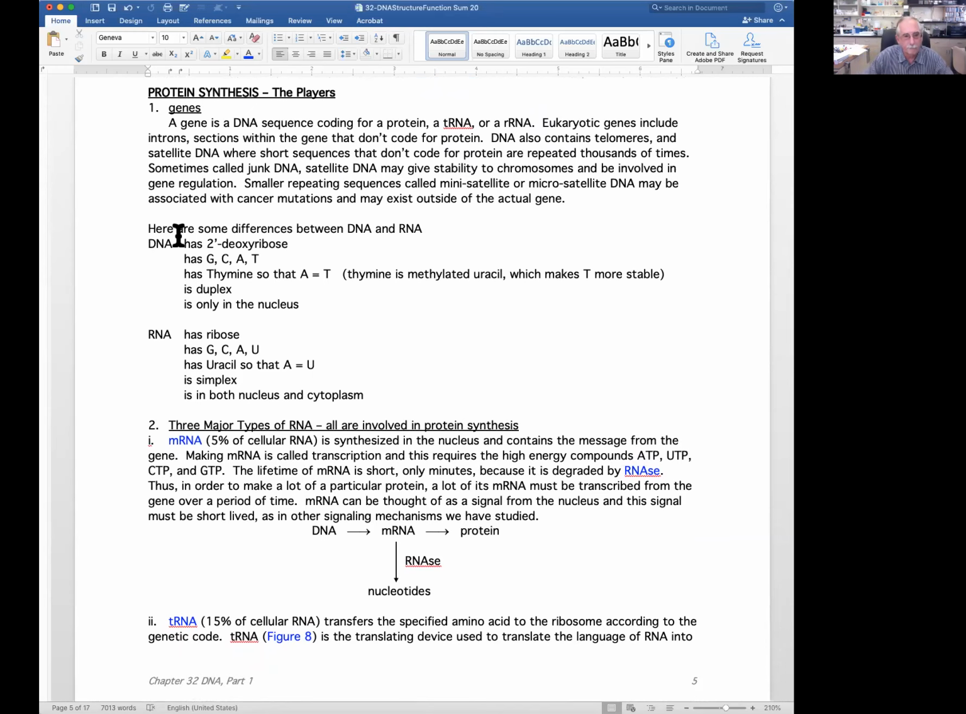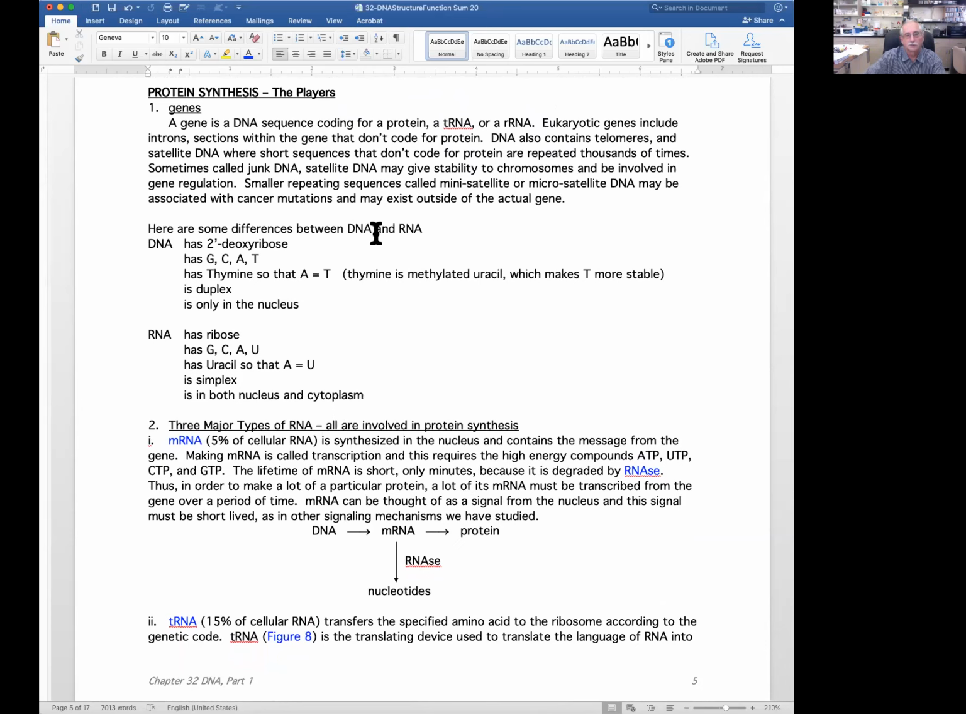Okay, so what about protein synthesis? Protein synthesis is extremely complex in a way, but it has to be perfect. It has to be done really, really rapidly. So what are the major things here to think about? So the gene, right? Well, we know about that.